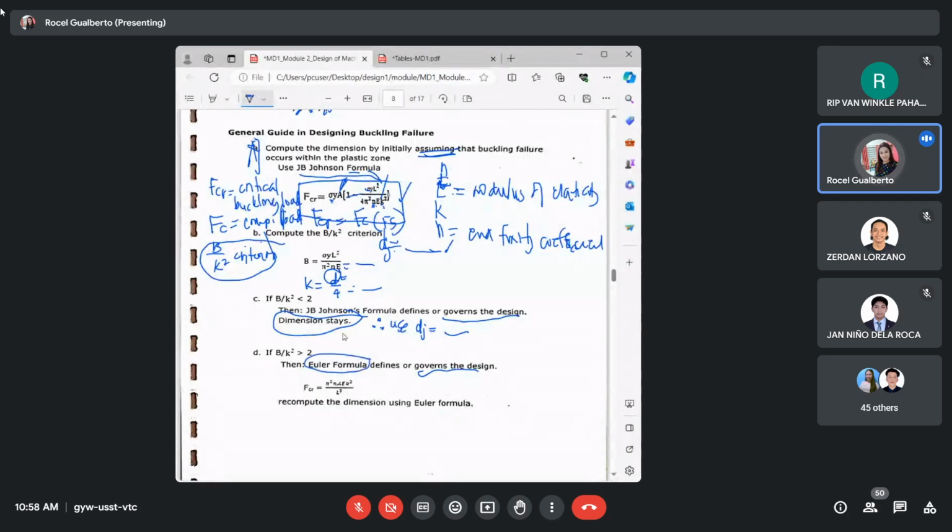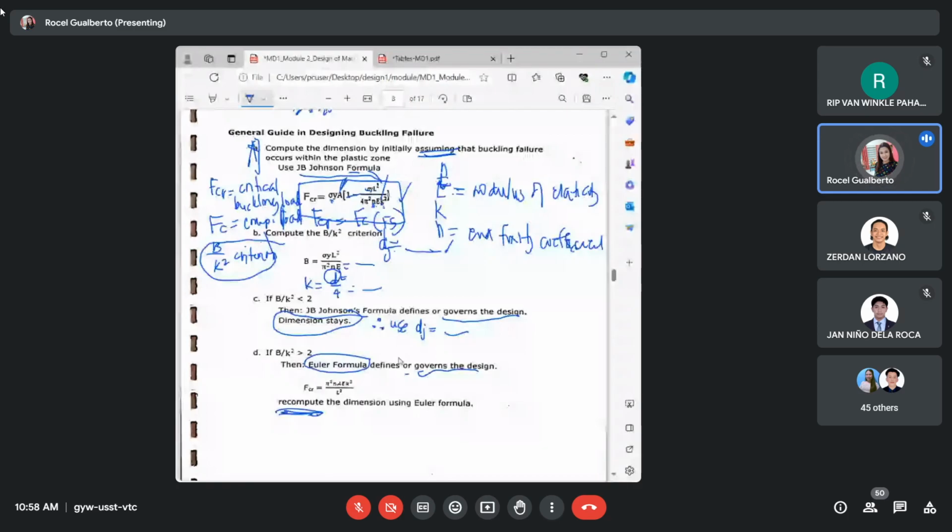Kaya ano po ang gagawin mo? You need to recompute. Okay? Kanina dito, dimension stays kasi tama. Ngayon naman po, you need to recompute. Okay? You need to recompute the dimension using the Euler formula. Okay? So, and this is the formula.